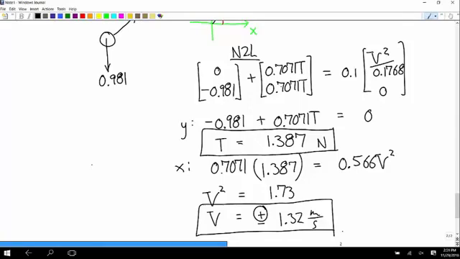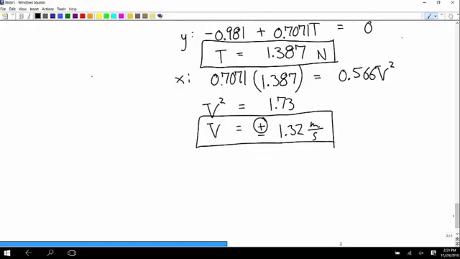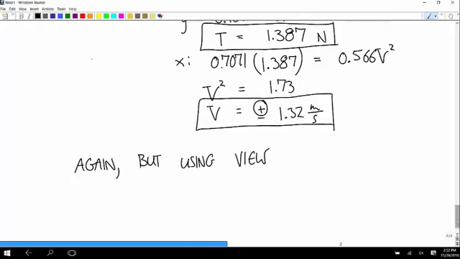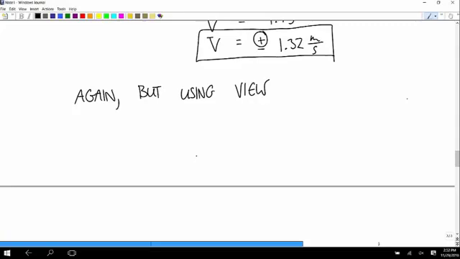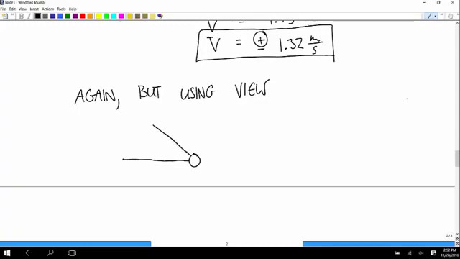Let me do this same problem one more time, but do it on the other side of the pole so you can see how the directions of everything work out if you do it on the left side. No, the right side, stage left. So I'm going to do it again, but this time using the view where the ball's here. This angle is 45. The coordinate system is here.